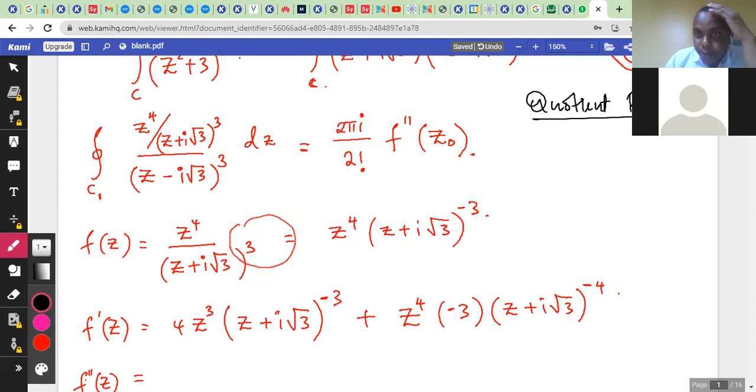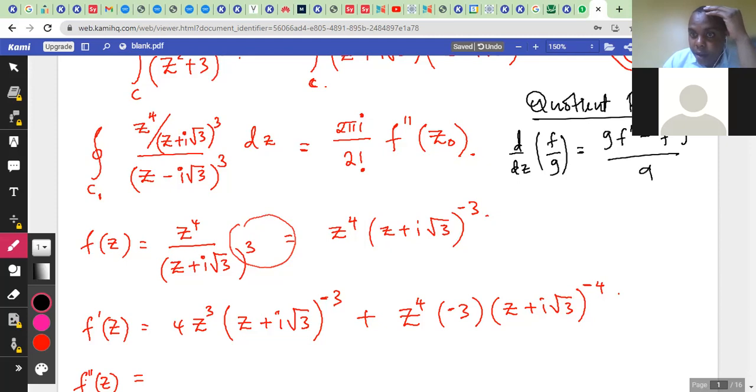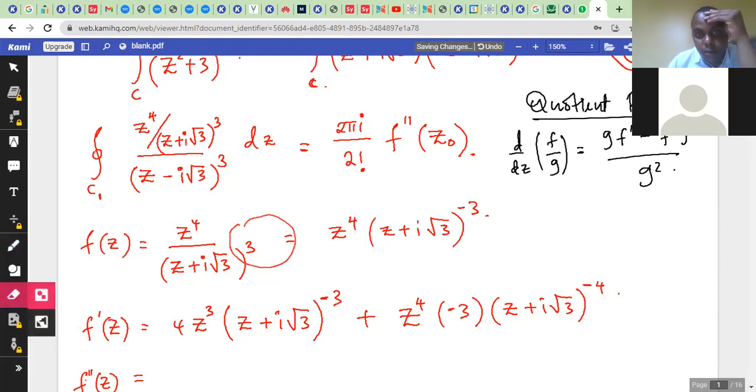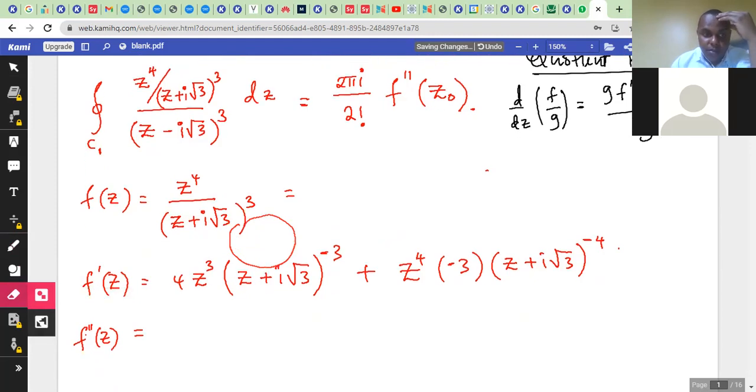Pushing through dx of f over g should be equal to g f prime minus g prime f, divided by g squared. The quotient rule looks much simpler. The product rule is going to be too bulky.